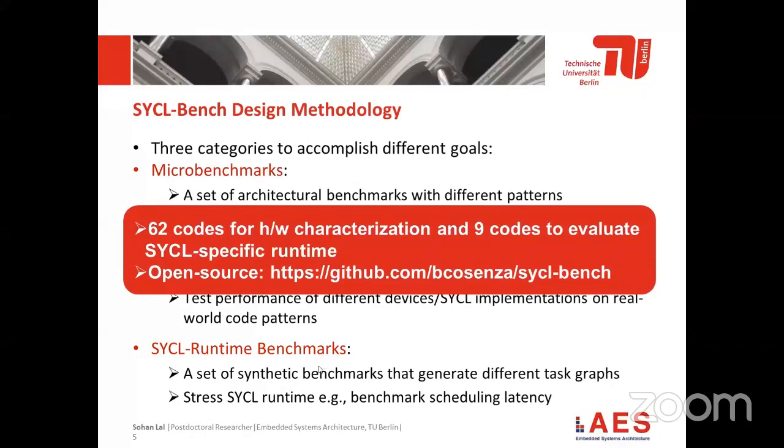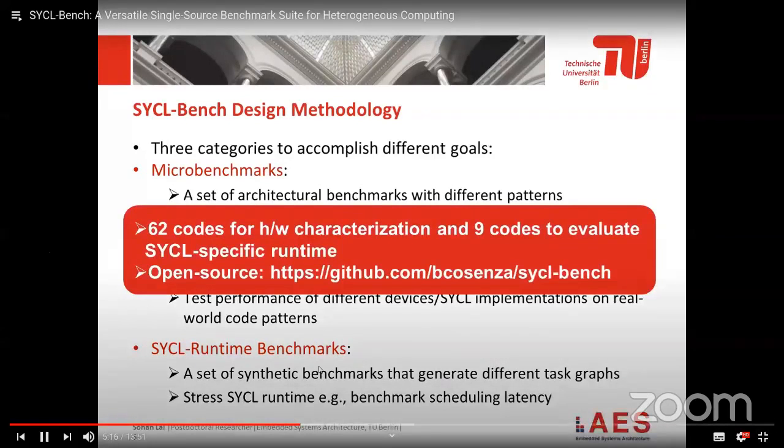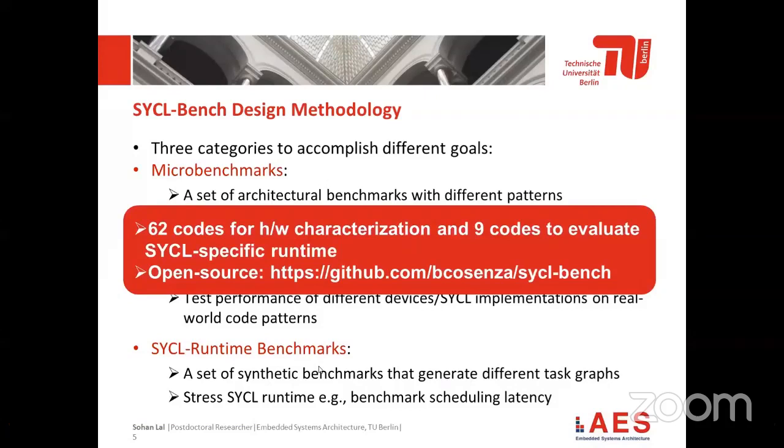Furthermore, I would like to stress that SYCL-Bench is not just a collection of benchmarks. It is a benchmarking framework for easy extension. For example, there are common command line arguments. A programmer does not need to rewrite the timing code again and again. There are automated executions with test profiles to support reproducibility of results, etc.